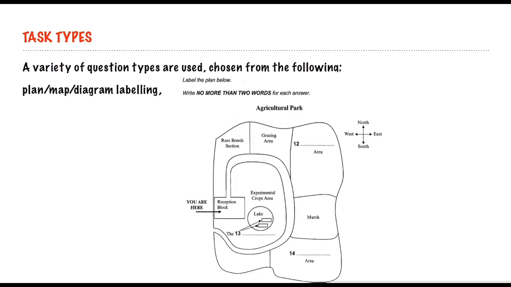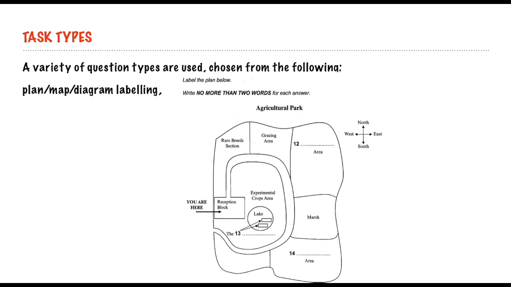Another category of questions are plan, map, diagram labeling. You'll be given a diagram, a map, or a plan, and then the task requirement is for you to label. So test takers are required to complete labels on a plan. It can be of a building, a map of a town, or a diagram, for example, a piece of equipment. The answers are usually selected from a list on the question paper.